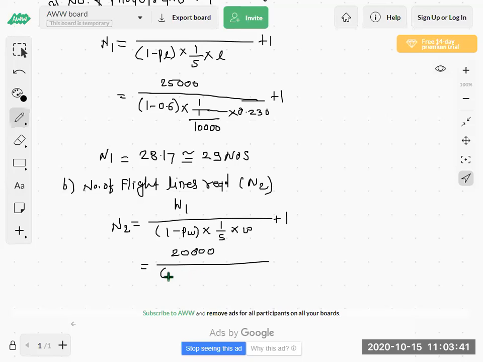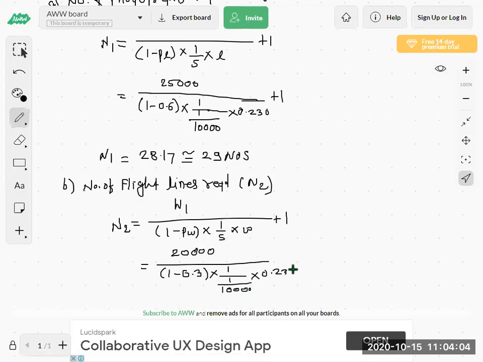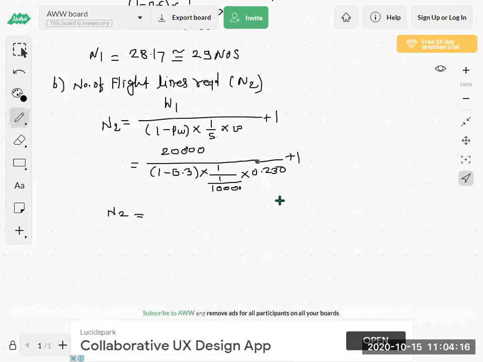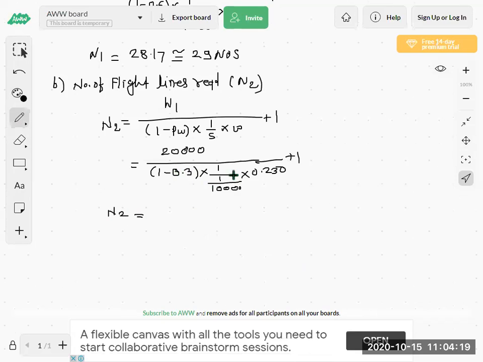Now 1 minus pw. What is pw? Pw is the side overlap. How much side overlap? 0.3 into 1 upon what? How much scale? Scale is 1 in 10,000, into the width of photograph. How much width of photograph is given? 230 mm. It means 0.230 meter, plus 1. Now calculate N2. So N2 is the number of flight lines. Do the calculations.